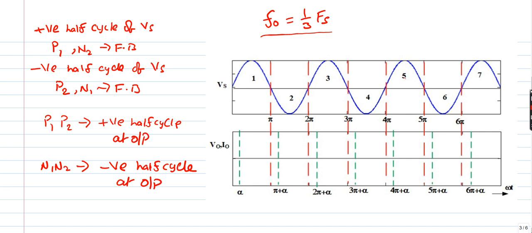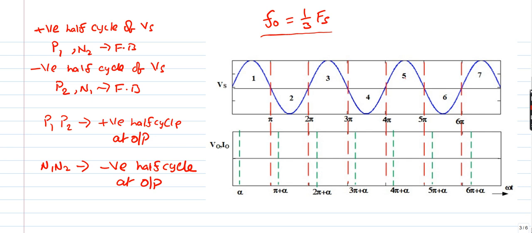So what is our target? When source voltage completes 3 cycles, the output voltage has to complete 1 cycle. That is your target. That means these 3 half cycles should be converted into positive half cycles, and these 3 half cycles, 4, 5, 6, should be converted into negative half cycles in the output. Alright, so for that our usual practice, indicate zero crossings and indicate triggering instants. Here zero crossings are indicated with red lines and triggering instants are indicated with green lines.